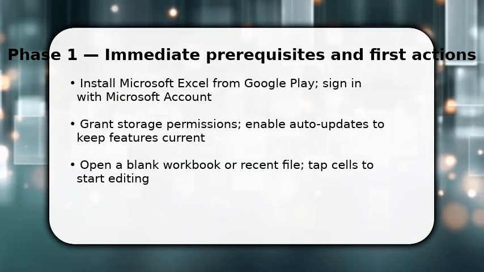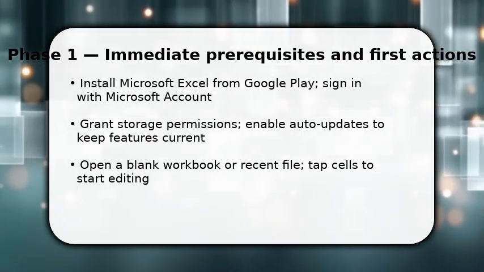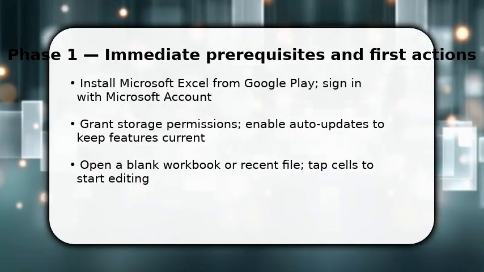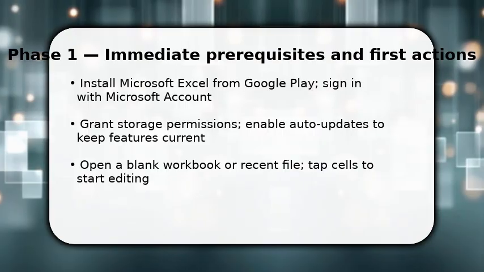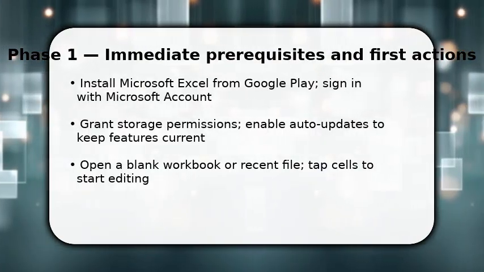Tap any cell to bring up the keyboard and formula bar. Use the bottom tabs to switch sheets and pinch to zoom for precise selection. Make sure to set autosave to OneDrive if you want continuous backups while you work on mobile.